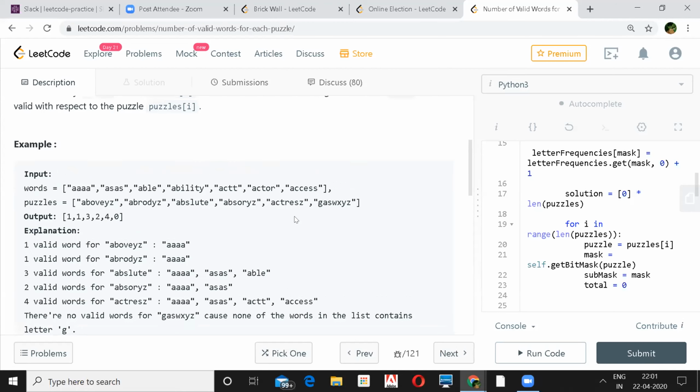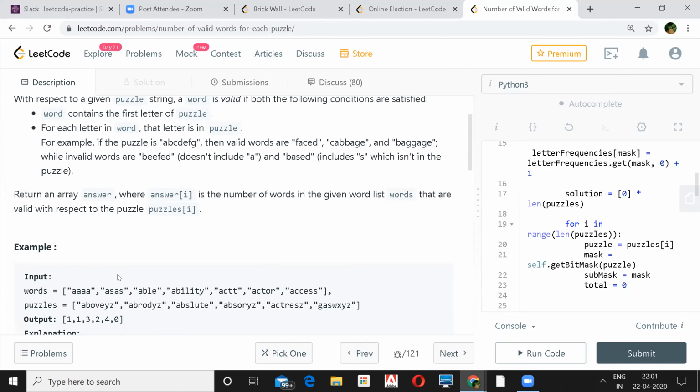But you have to take the constraint of the first letter into account also. We need to present that in the set. It need not be the first letter of the word, but the first letter of the puzzle.